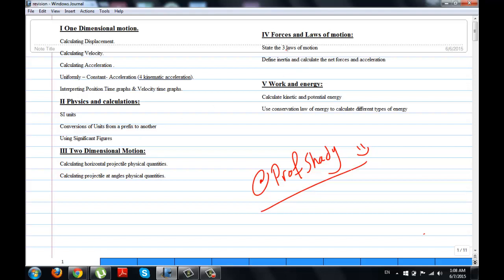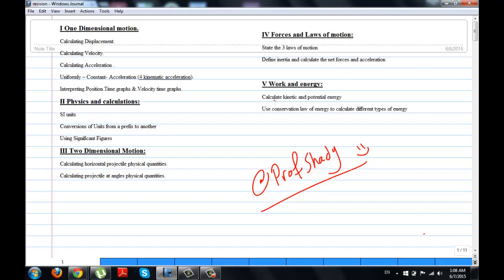In forces and laws of motion, you need to state the 3 laws of motion. You need to be able to state them and to explain them. You need to be able to define inertia and calculate the net forces and acceleration in different situations.